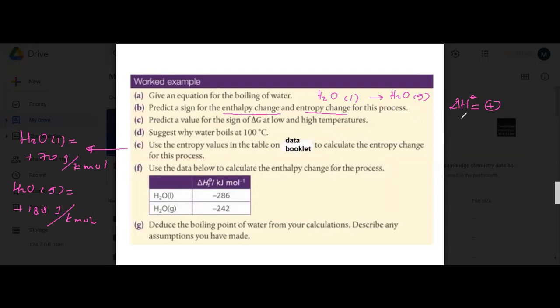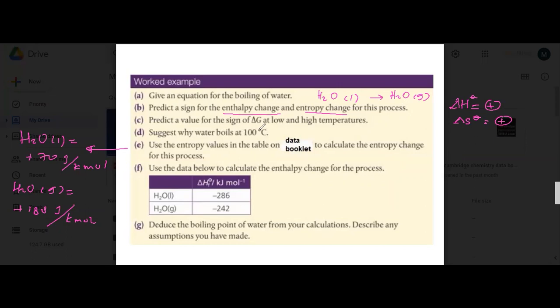How about the entropy change? The entropy change is also positive, because from liquid to gas, there is more disorder. So the entropy change would be positive.